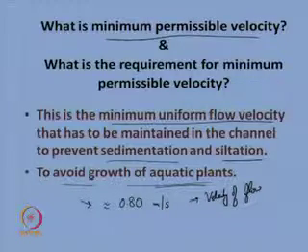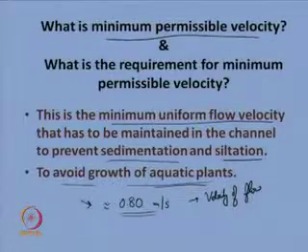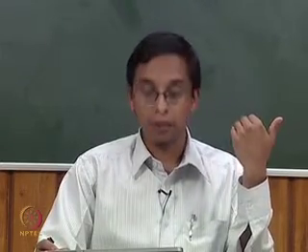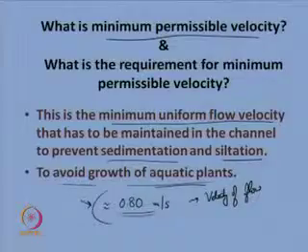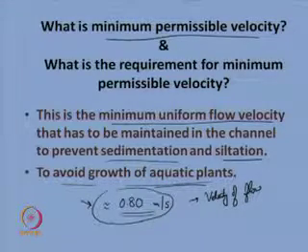If you keep the velocity of flow approximately around this, meaning not less than 0.8 meter per second, most of the aquatic plants that are present will not be allowed to grow. It will avoid the growth of most of the aquatic plants at least around this velocity. So, you have to keep the velocity we design to be greater than or equal to 0.8 meter per second.